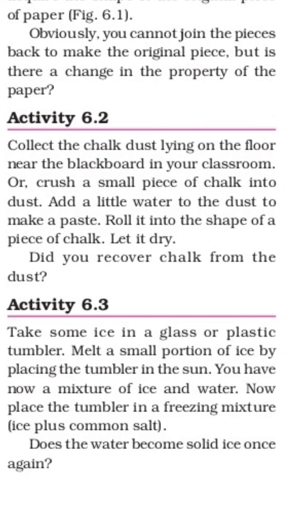What will happen when we take ice in a plastic tumbler and keep it in the sunlight? Because of the sunlight, the ice will melt, and some part of the ice will be converted into water, and at that time we have a mixture of ice and water. Now place the tumbler in a freezing mixture of ice plus common salt, or keep it in the refrigerator, and again it will be converted into ice.